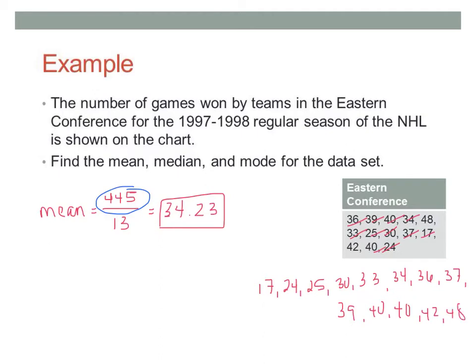So if we have 13 numbers, that's an odd amount, so there is going to be one middle number, and it should be the 7th number. So 1, 2, 3, 4, 5, 6, 7. And if you count from the other way, 1, 2, 3, 4, 5, 6, 7. So the median is 36, and they have to be in order for you to find that. And then our mode, and this is nice when they're in order too, because you can just look through that, and our mode is 40. So there's our mean, median, and mode.